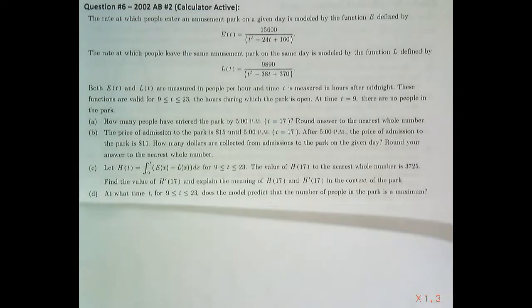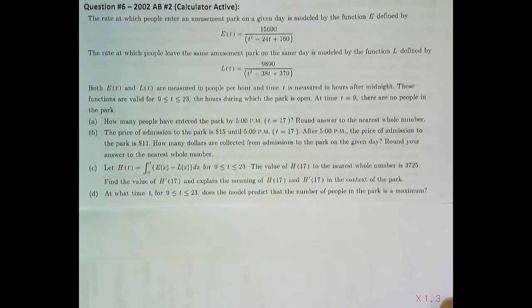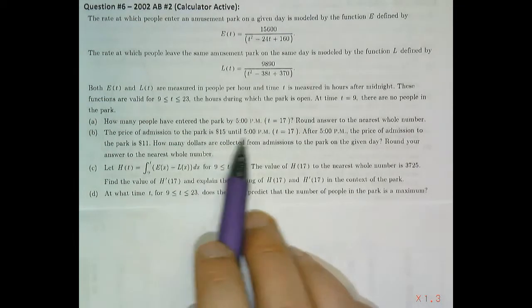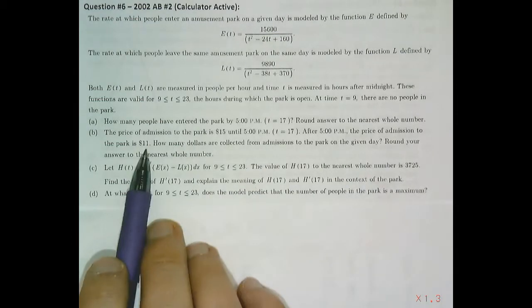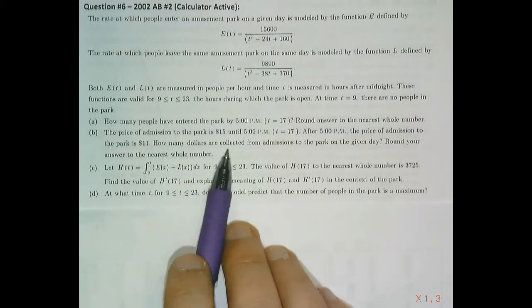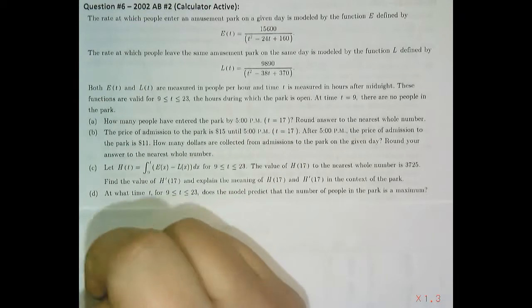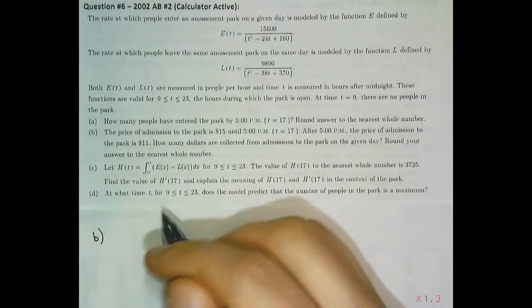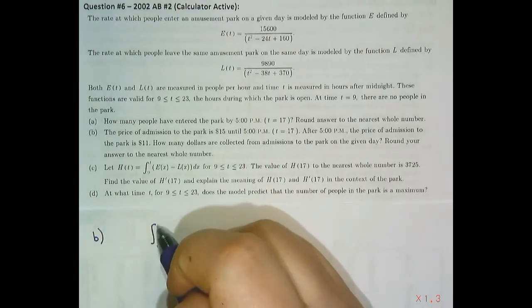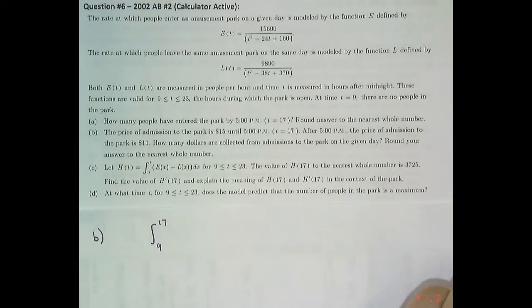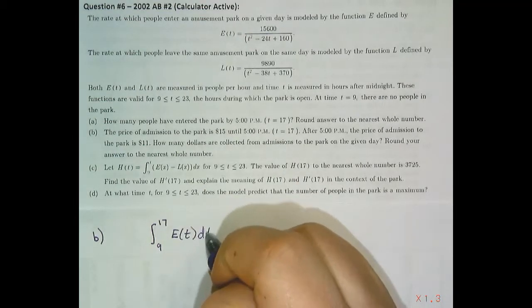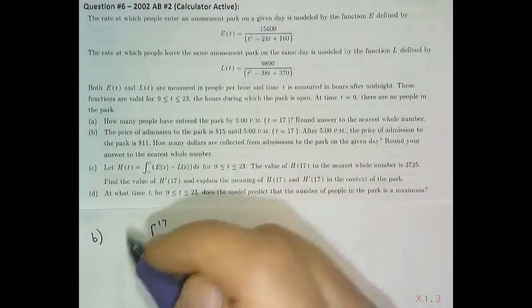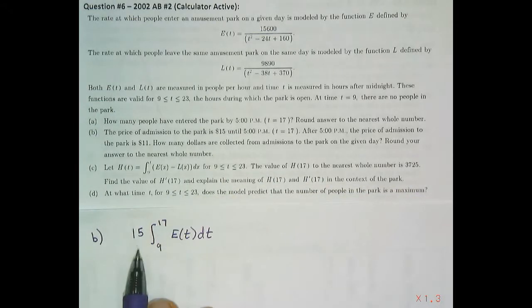All right, moving on to Part B. Part B says the price of admission is $15 until 5 p.m. And then after that, the price of admission drops to $11, so evening special. How many dollars are collected? Well, this is very similar to Part A. We need to integrate how many people entered from 9 a.m. until 5 p.m.